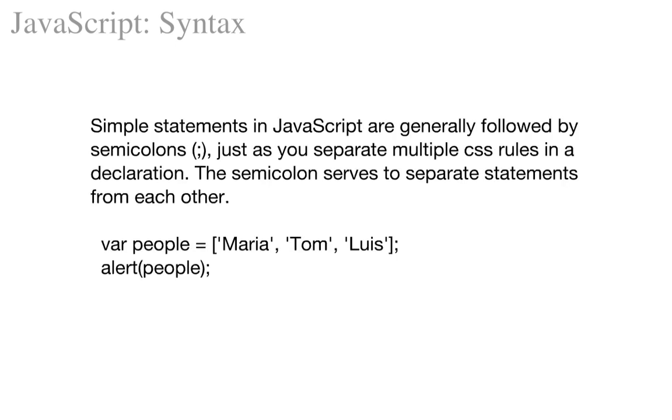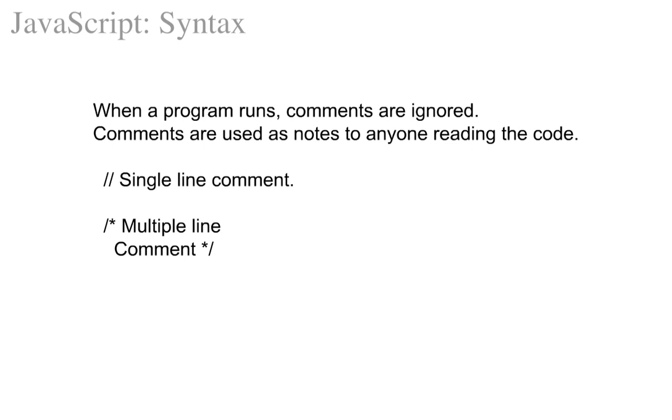Simple statements in JavaScript are generally followed by semicolons. Just as you separate multiple CSS rules in a declaration, the semicolon serves to separate statements from each other in JavaScript. Comments may be written in the same manner as with other programming languages, such as PHP, Java, C++, or C. A double forward slash is used for a single line comment. For a multiple line comment, use the forward slash asterisk and close it with asterisk forward slash.